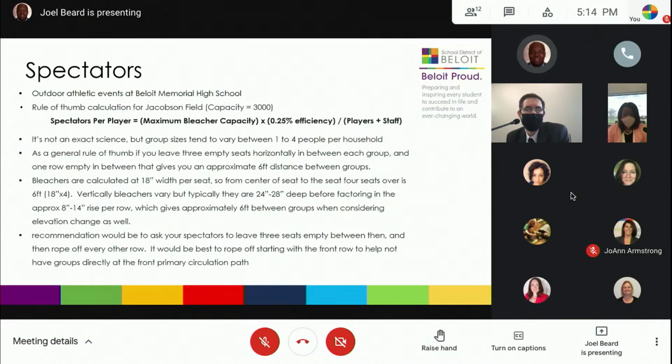So another general rule of thumb is to leave 3 empty seats horizontally in between each group. So typically a group is 1 to 4 people in a household. So if they all sat together, we could leave 3 seats in between each group horizontally in that row. And then we would skip a row, and then we could do the same thing 2 rows behind.